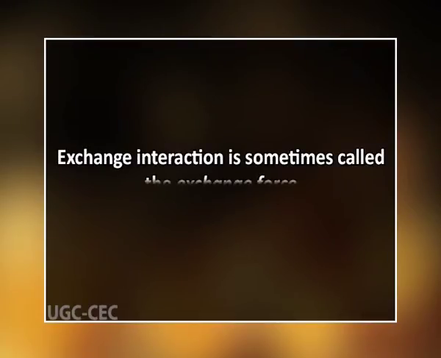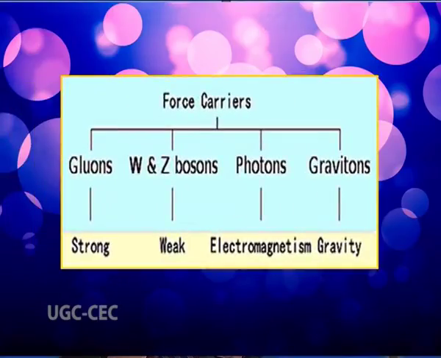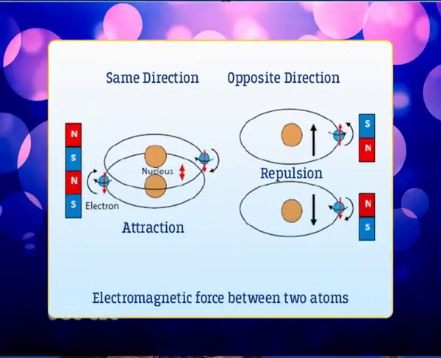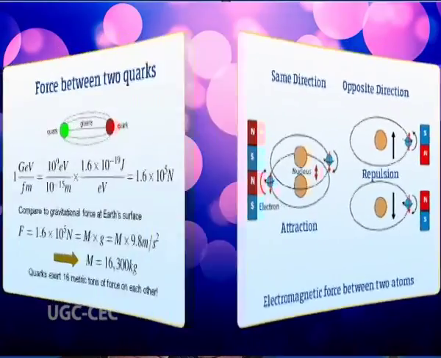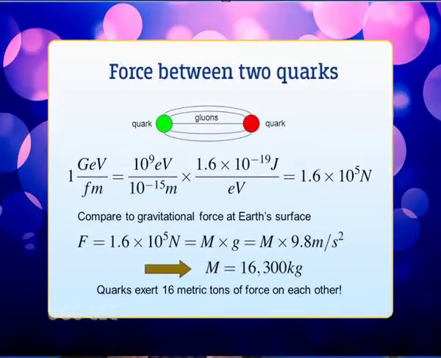The exchange interaction is sometimes called the exchange force. However, it is not a true force and should not be confused with the exchange forces produced by the exchange of force carriers, such as the electromagnetic force produced between two electrons by the exchange of a photon, or the strong force between two quarks produced by the exchange of a gluon. Although sometimes erroneously described as a force, the exchange interaction is a purely quantum mechanical effect unlike other forces.